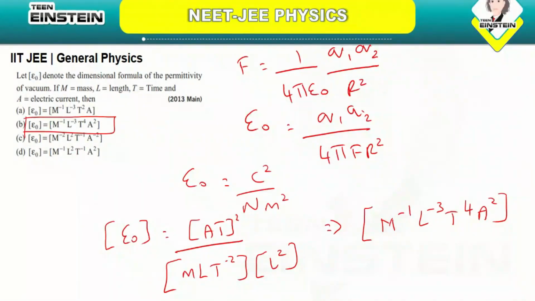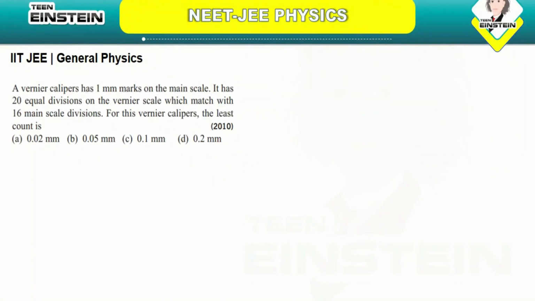Okay, let us now move on to the next question. A vernier calipers has 1 mm marks on the main scale. It has 20 equal divisions on the vernier scale which match with 16 main scale divisions. For the vernier calipers, the least count is.